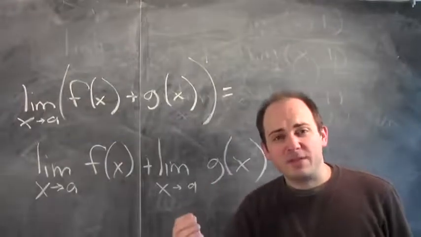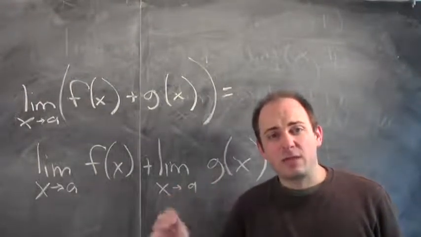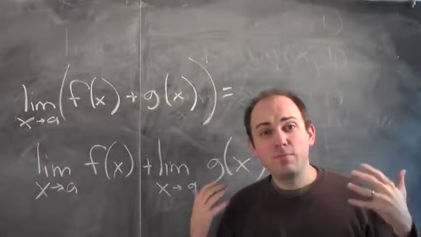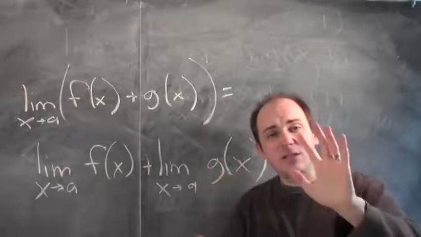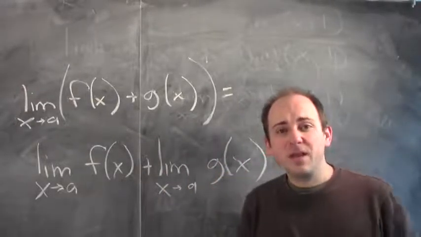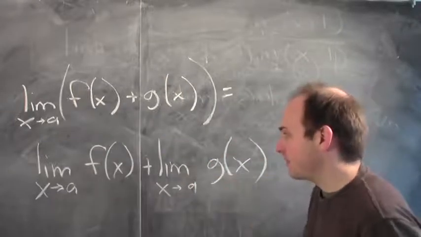Fundamentally, limits are promises. When I tell you the limit of f of x equals L as x approaches a, I'm promising you that I can get f of x as close to L as you like, as long as x is close enough to a. Now, thinking of limits as promises helps us to understand statements like these.